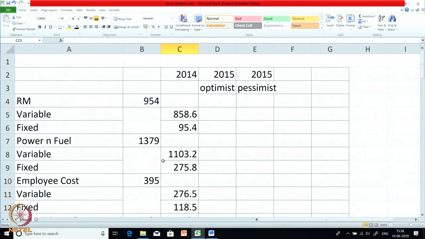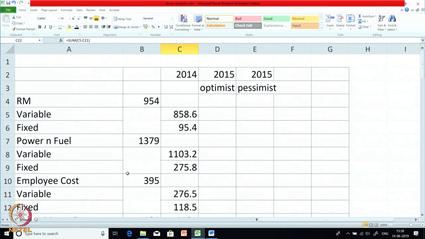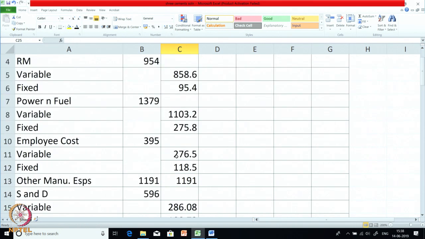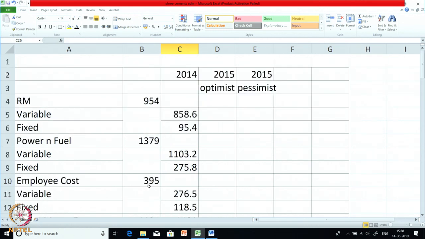Now, all the data is available with you. You can calculate the total, which is the cost of sales, right? So, I am getting 5065. Please check whether you are getting. Of course, the total anyway you could have done before also without breaking it up, but breakup is helpful for projection purposes.